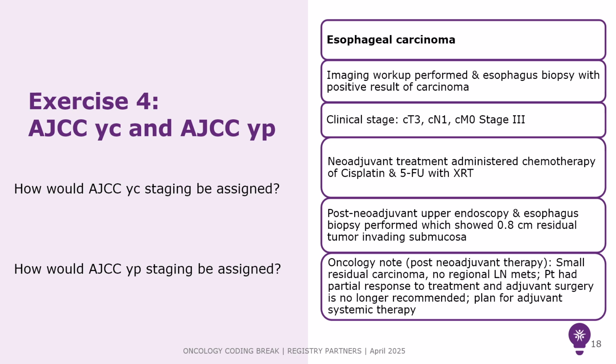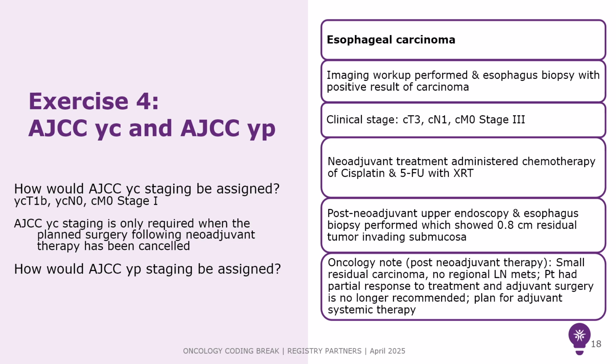The post-neoadjuvant upper endoscopy and esophagus biopsy was performed, which showed 0.8 centimeters residual tumor invading the submucosa. The oncology note after the neoadjuvant therapy stated there was a small residual carcinoma, no regional lymph node mets. Patient had partial response to treatment and adjuvant surgery is no longer recommended. Plan for adjuvant systemic therapy. So based on this, what would our AJCC yC and yP staging be?